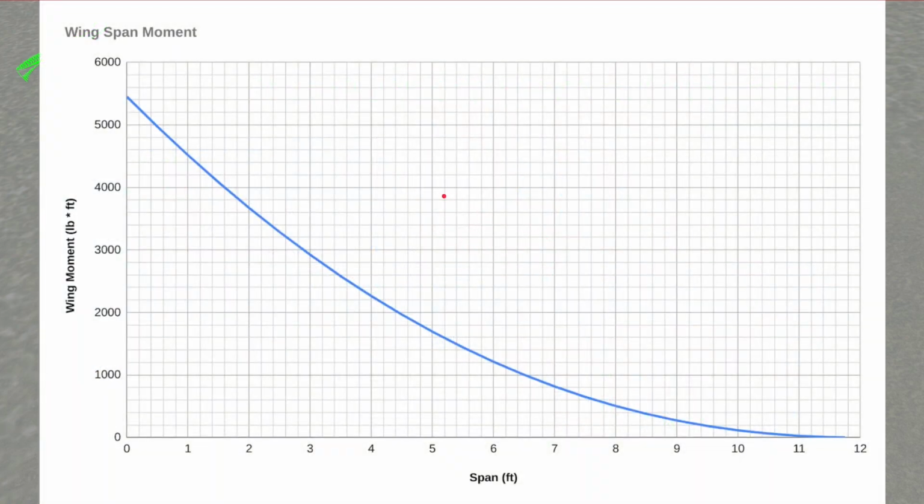Well, once you get all that done, you can make a chart out of it. And for this little example we're doing, it looks a lot like this. And this is actually fairly close to a typical moment graph for a wing spar. Not bad at all. So you can see we come up close to that 5,500 here at the fuselage, and we go out to 0 out at the wingtip.